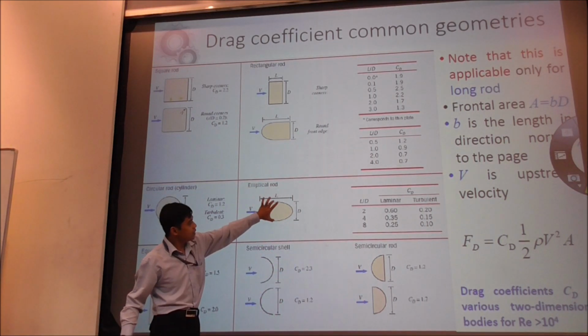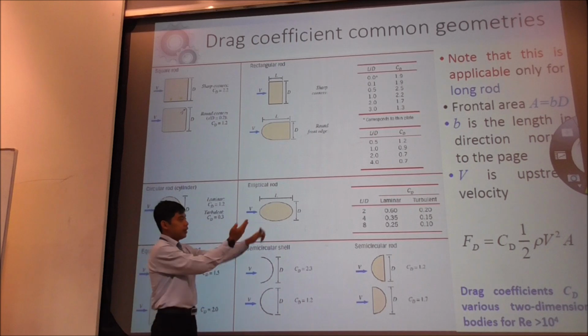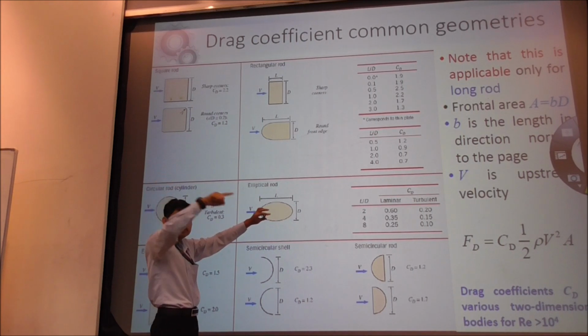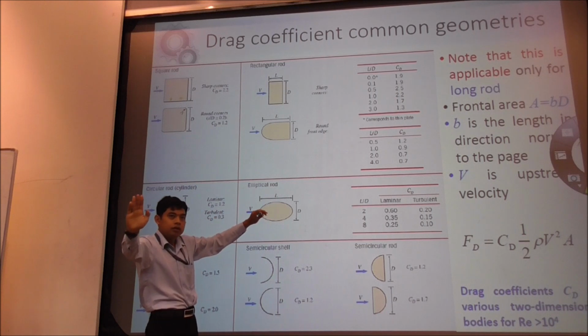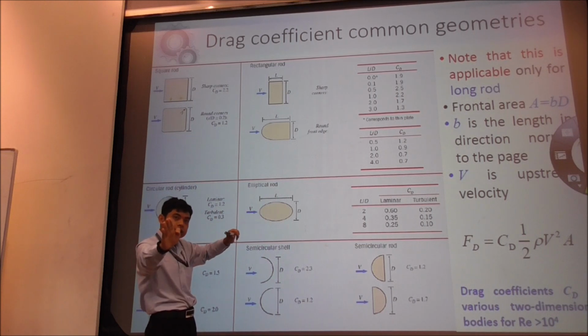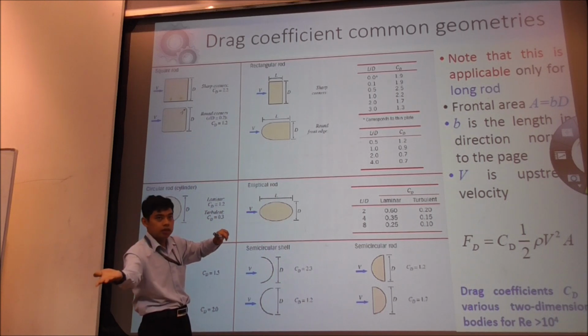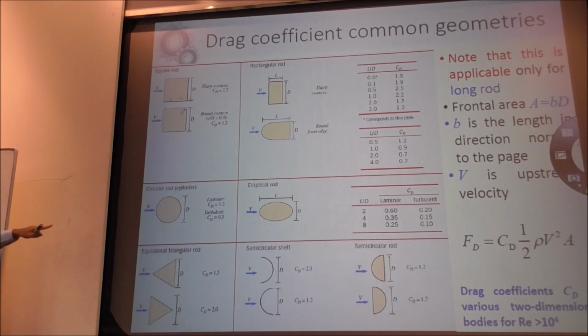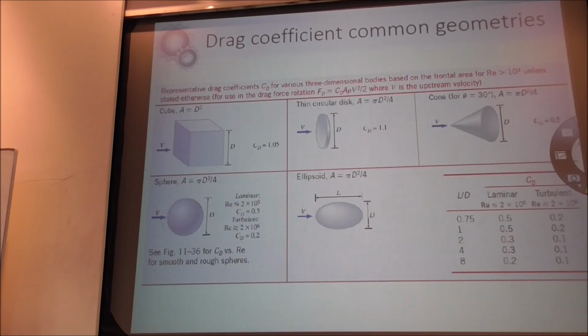Okay, so for this one, the area will be the diameter times the length. Since the length is unknown, you can make it per meter, so area per meter width. Something like that, you can do that. The FD is the same: CD, half rho V squared times A. Everything will be the same.